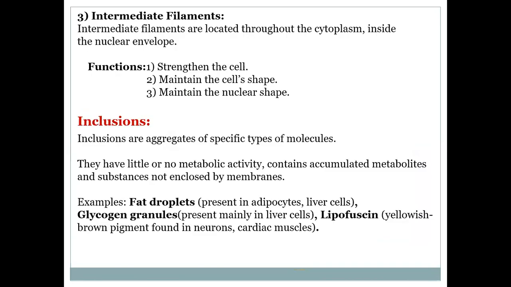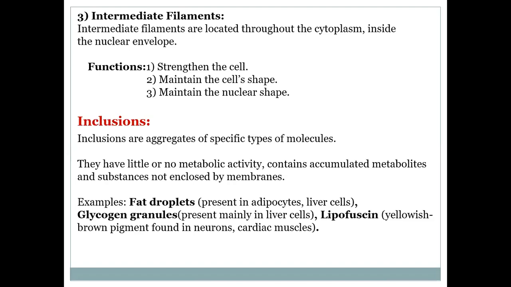Intermediate filaments are located throughout the cytoplasm and inside the nuclear envelope also. Function: strengthen the cell, maintain cell shape, and maintain nuclear shape. Now inclusions. Inclusions are aggregations of specific types of molecules. They have little or no metabolic activity, contain accumulated metabolic substances, and are not enclosed by a membrane. Examples are fat droplets present in adipocytes and liver cells, glycogen granules present mainly in liver cells, and lipofuscin, a brown pigment found in neurons and cardiac muscle.